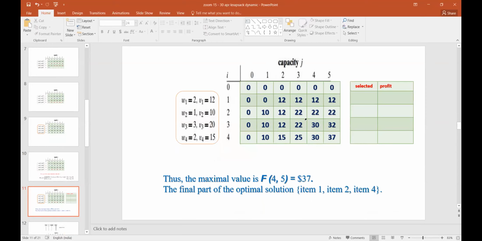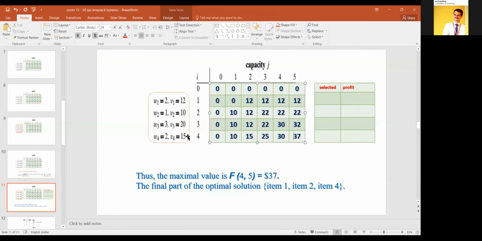Now, the major decision is which objects to consider. Correct. We have calculated the matrix. Out of this matrix, I must extract the final decision, whether to include object 1, object 2, object 3, object 4, which items to include. So that decision I must take. So I will start from last. So whether to include this? Yes, because when I consider object 4, I got the highest profit, that is 37, and hence I will include this. Yes, I will include this.